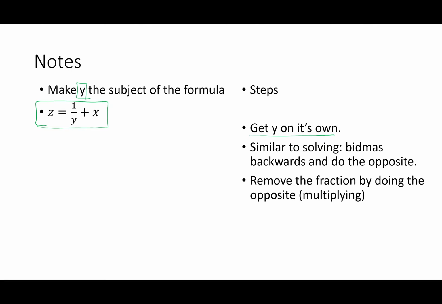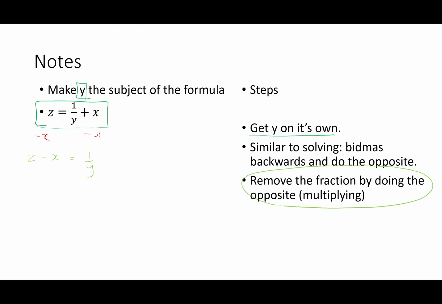Now, what we're going to do is solve using BIDMAS backwards. So, step 1, we think that's a plus x, so we will minus x from both sides. When we do that, our next line is z minus x equals 1 over y.